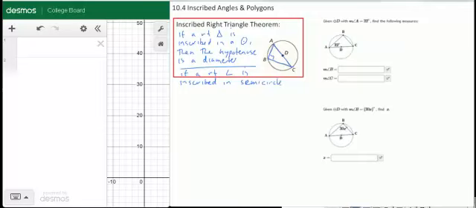So if an angle is inscribed in a semicircle, then it is a right angle. Or if a triangle is inscribed in a semicircle, it's a right triangle. So see if you can answer these two questions using the concept that a triangle inscribed in a semicircle is going to be a right triangle.